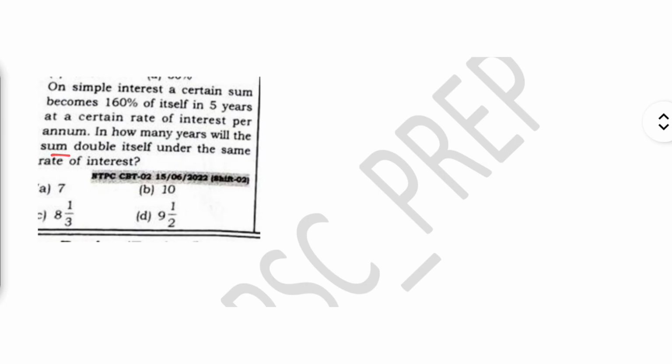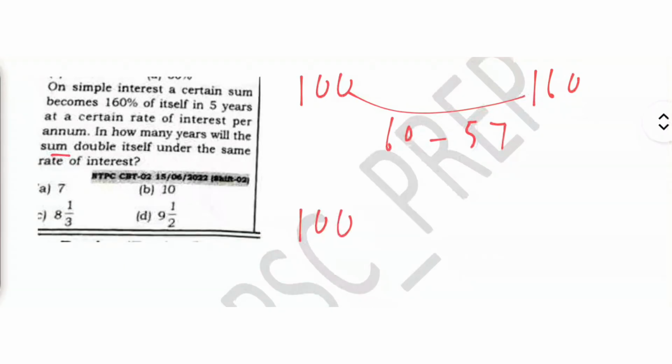On a simple interest, a certain sum becomes 160% of itself in 5 years at a certain rate of interest per annum. In how many years will the same sum become double itself under the same interest rate? So guys, we have this principal that is 100, it becomes 160% of itself, that means it becomes 160. What is the interest gain? Interest gain is nothing but 60 for how many years? 5 years. Second line, what they have told us, there is the same sum, it doubles. Doubles means it becomes 200. What is the interest gain? Nothing but 100 for how many years they are asking.